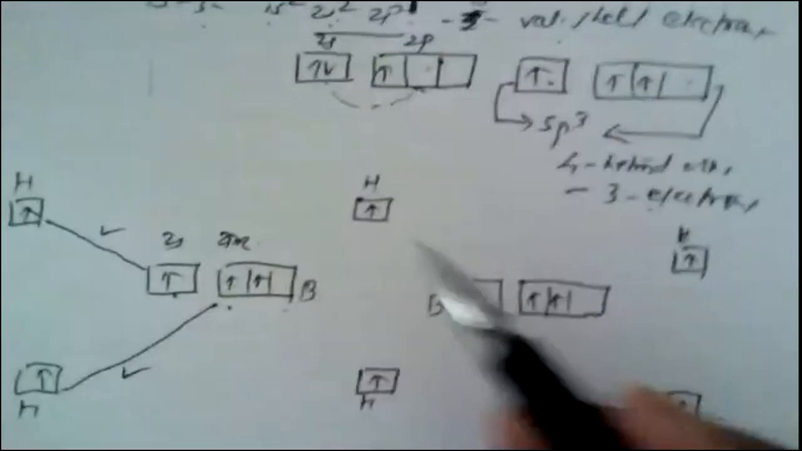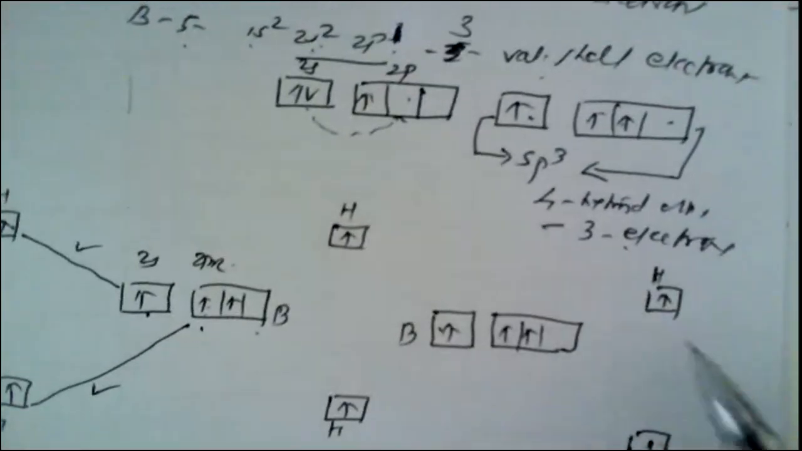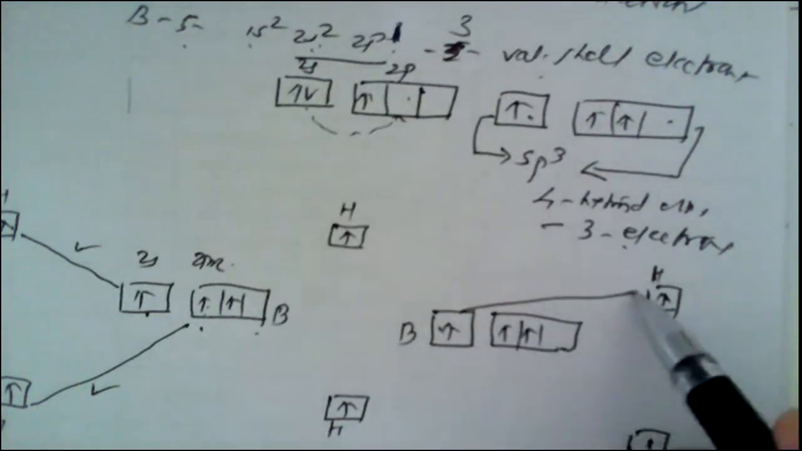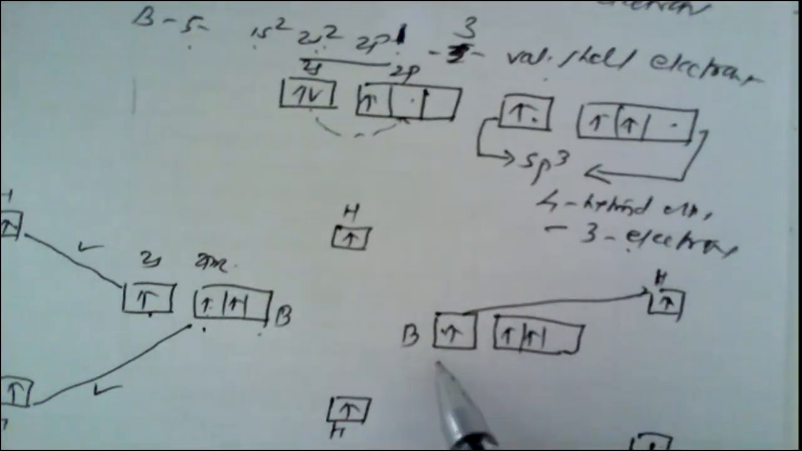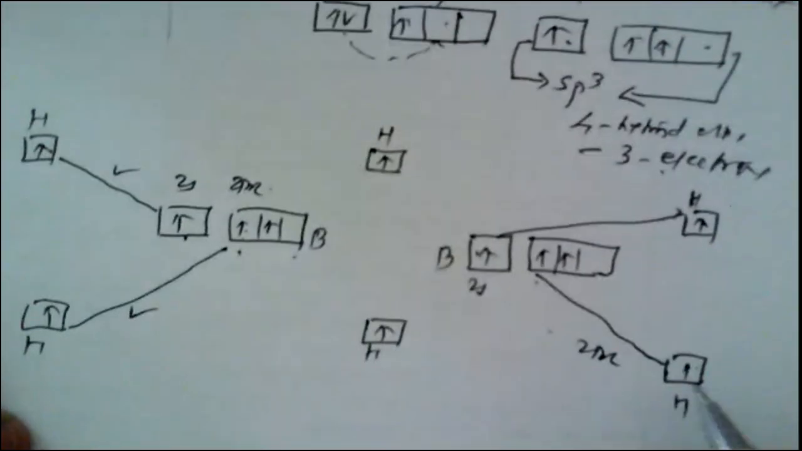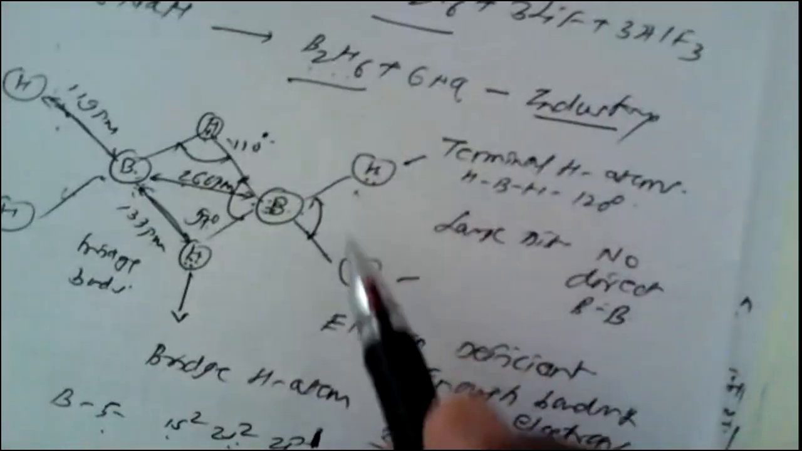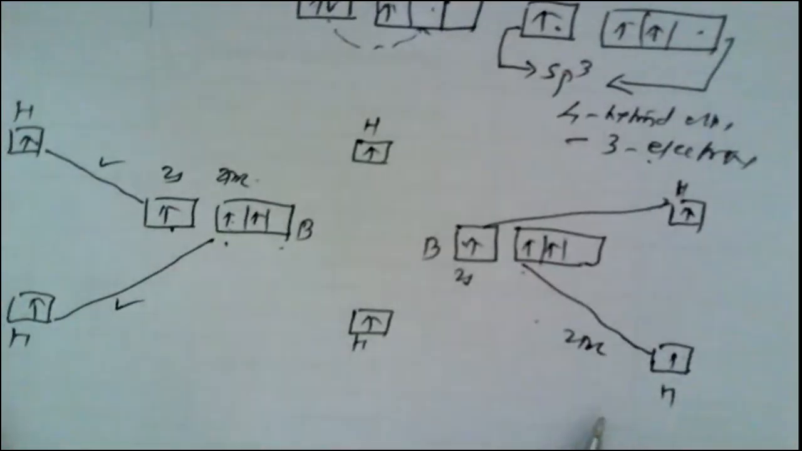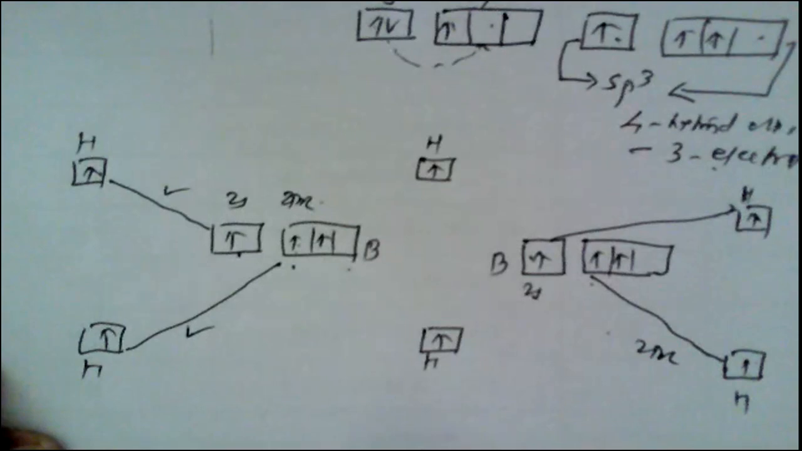Now come to this boron atom. The first bond between this boron and hydrogen is formed on account of overlap of the 2s orbital of this boron, and the second bond is formed by the overlap of the 2px orbital of boron and 1s orbital of hydrogen. So these 2 bonds have been produced. So we have seen the 4 terminal bonds, how they are produced.